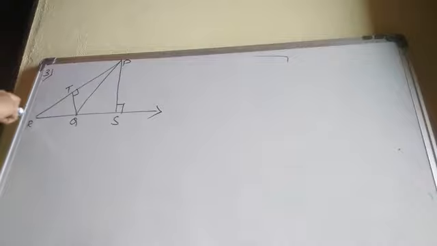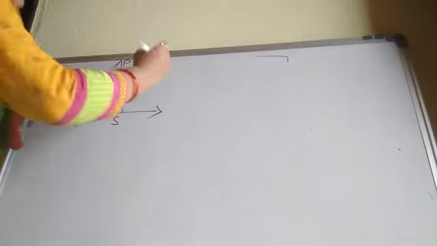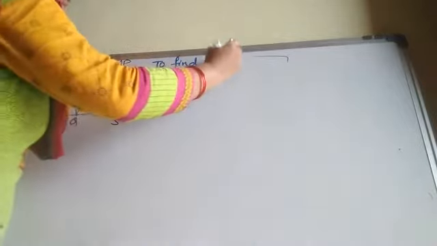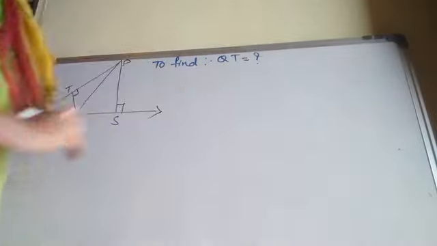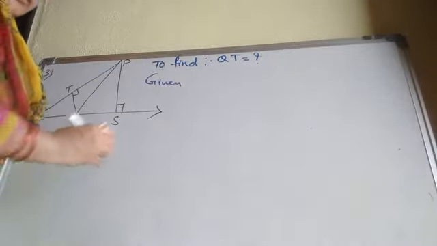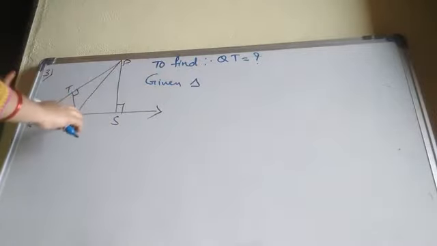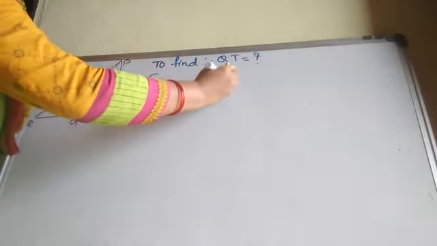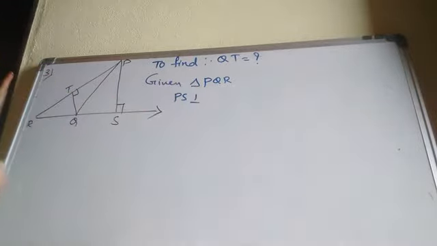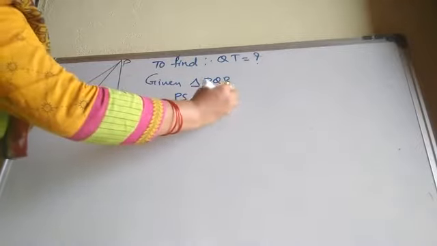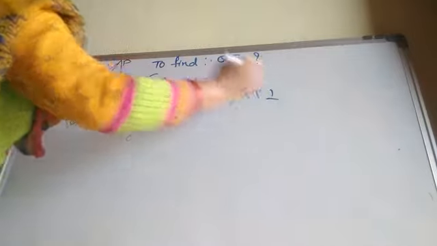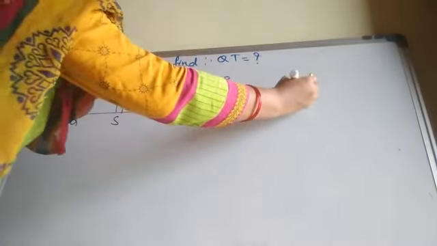Okay? And to find, first directly I am writing to find. To find is what? QT. QT equal to question mark. Now I will write given. Given: triangle PQR, and TS is perpendicular to RQ. Still what is given? QT is perpendicular to PR.